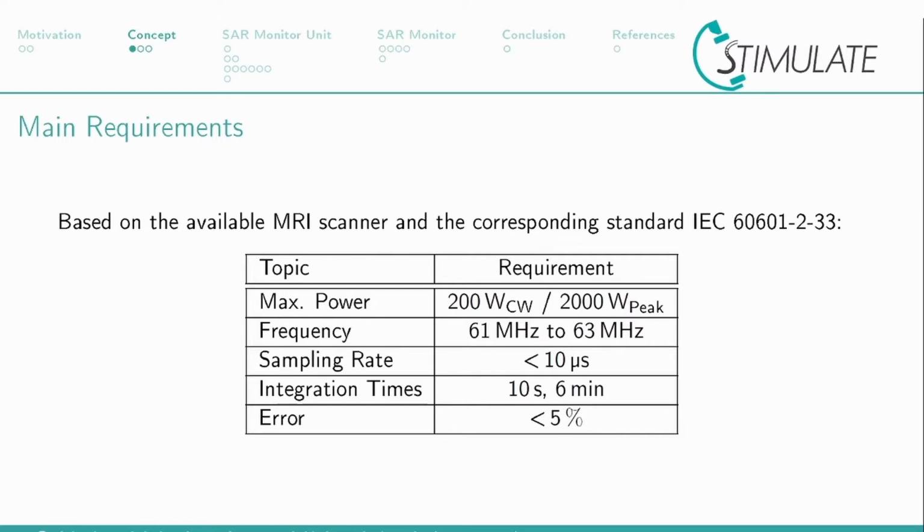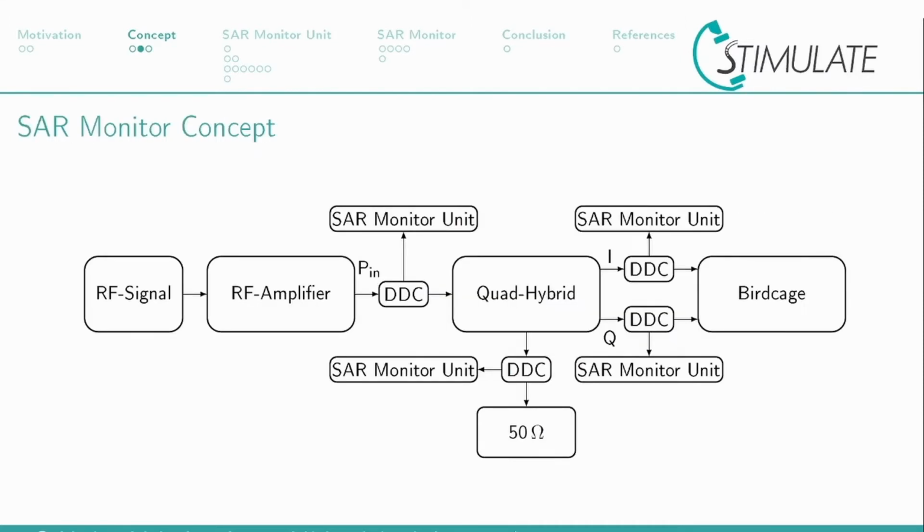Based on the IEC 60601-2-33 standard, the limits are stated as 10 seconds and 6 minutes means. Therefore, the SAR-Monitor must calculate those means, and the overall error should be below 5%. The hardware SAR-Monitor can be subdivided in individual SAR monitoring units, placed in the transmission line of the RF chain. All units combined are the complete SAR-Monitor.